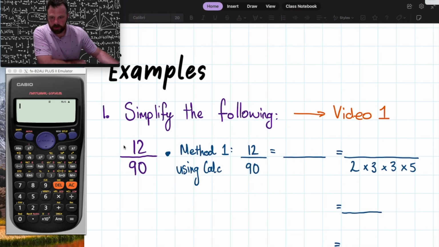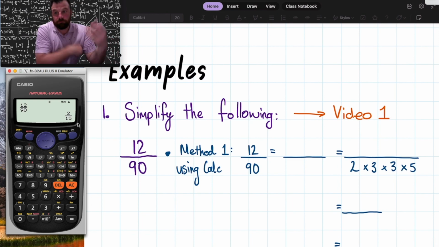Running through this, 12 over 90, I'm just going to type 12 over 90 on my calculator and press equals, and my calculator simplifies it for me straight away to 2 over 15. That's one way we can simplify fractions, just using our calculator. But what happens if we've been asked to do it without our calculator?